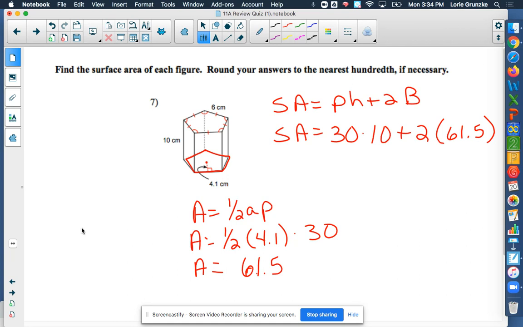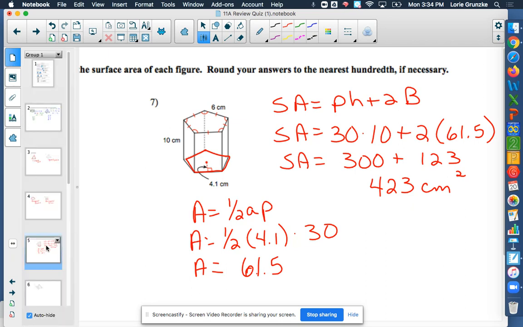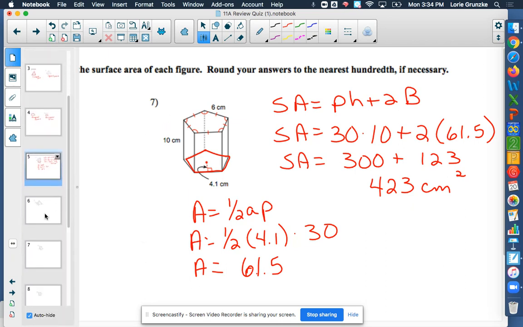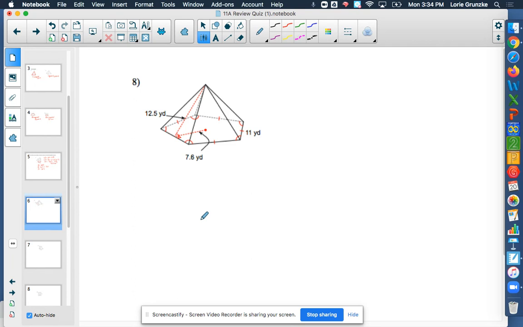Now I take my calculator. Surface area, 30 times 10 is 300. 2 times 61.5 is 123. So my answer is 423 centimeters squared. Make sure it's a multiple choice, so you don't have to worry as much about the label, but you want to remember, in case you ever have to do it as a Kami, that's how you would label it.